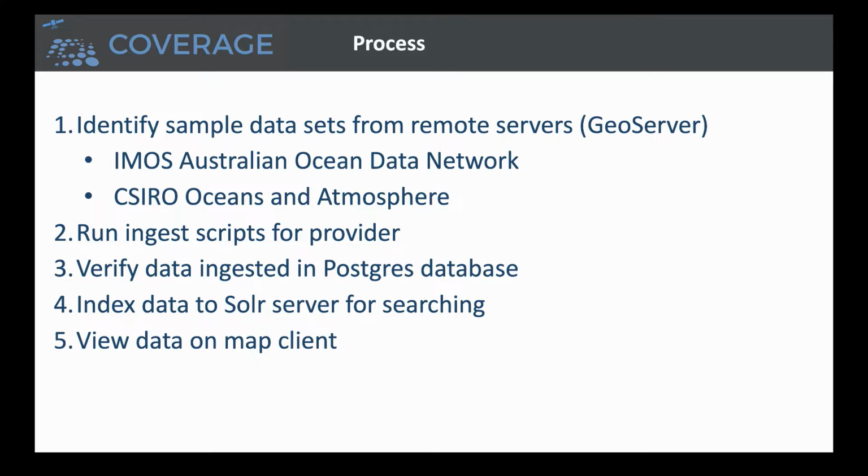So we're going to be tapping into GeoServer services that are provided by the IMOS Australian Ocean Data Network and CSIRO Oceans and Atmosphere. Next, we'll run ingest scripts for each of the data providers to actually ingest the data into our local database. And then we'll verify that the data has actually been ingested into the Postgres database. Next, we'll index the data into Solr, which will enable fast searching of the data. And finally, we'll view data on a map client.